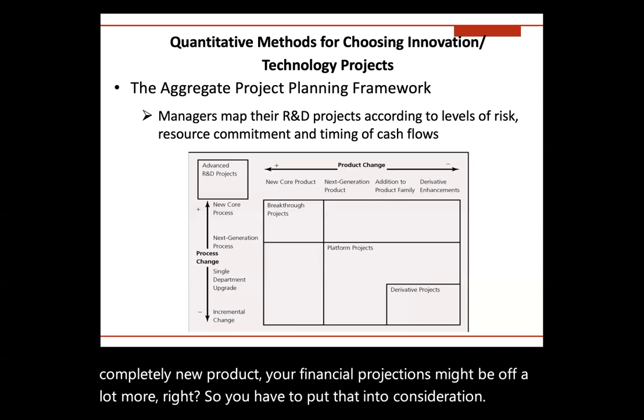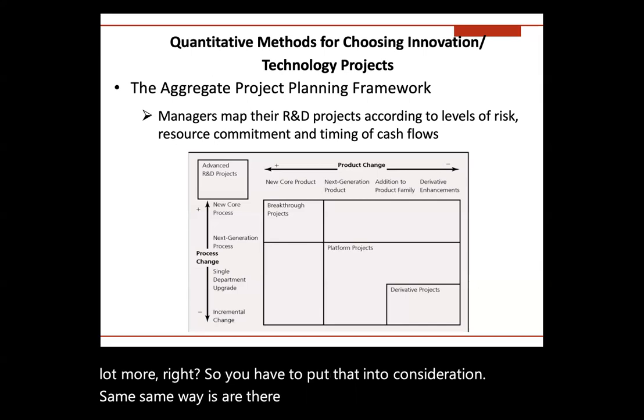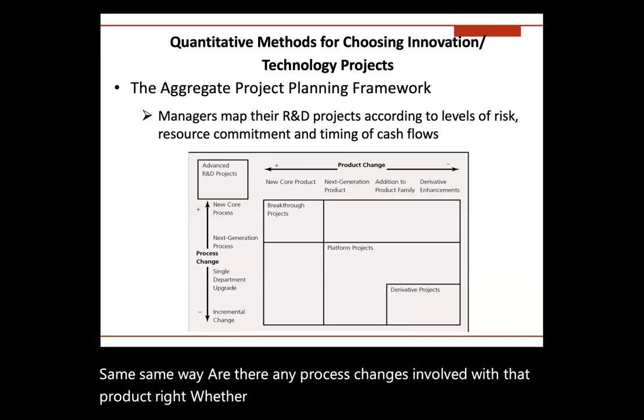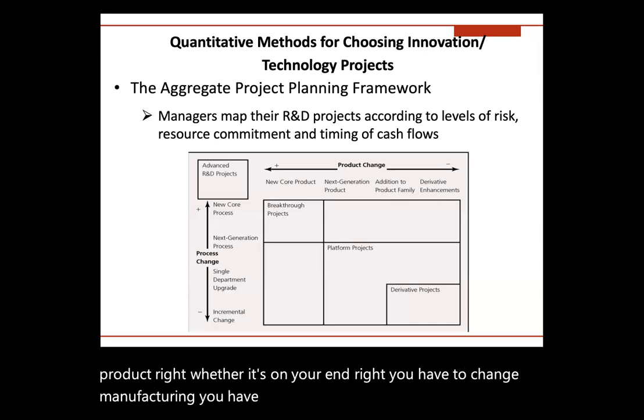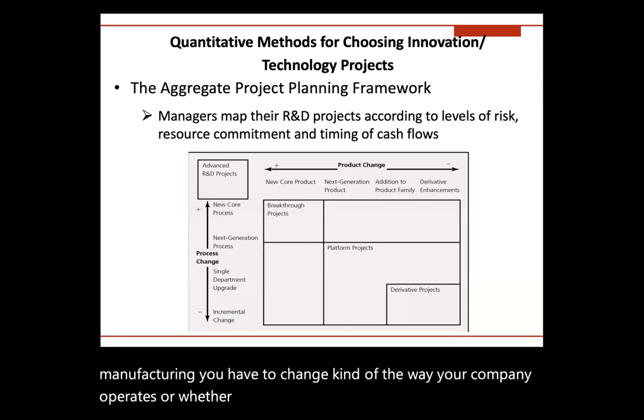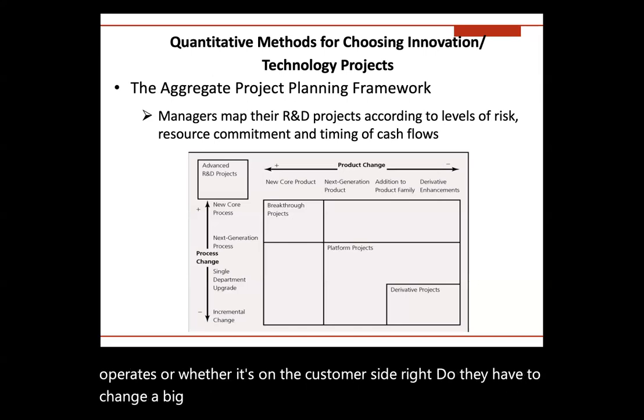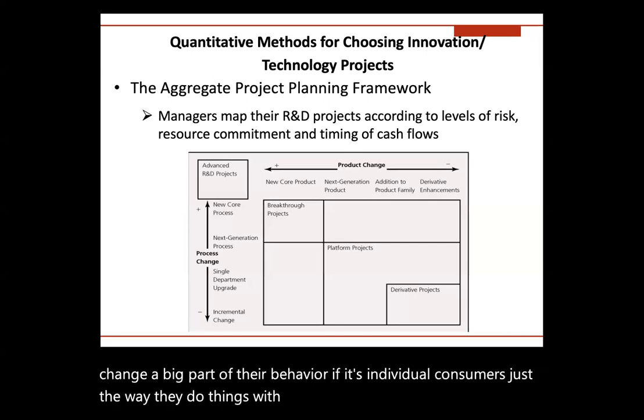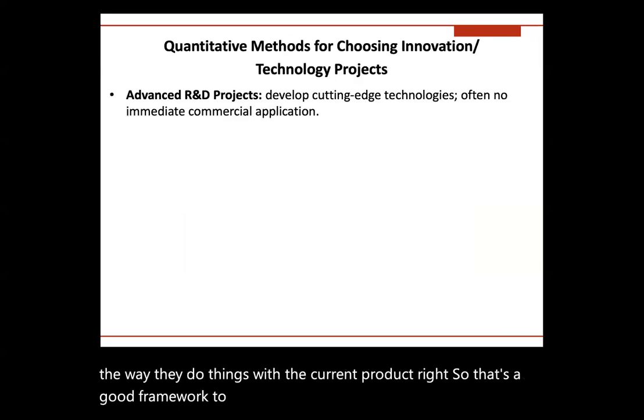The same goes for whether there are any process changes involved with that product. Whether it's on your end, where you have to change manufacturing or the way your company operates, or on the customer side. Do they have to change a big part of their behavior, if it's individual consumers, the way they do things with the current product? So that's a good framework to think about.